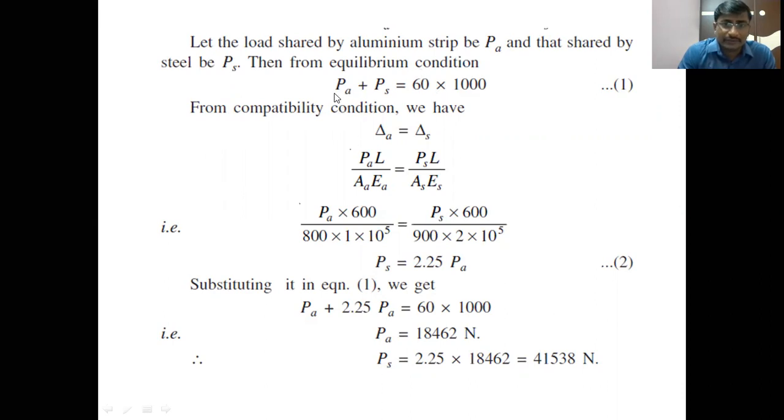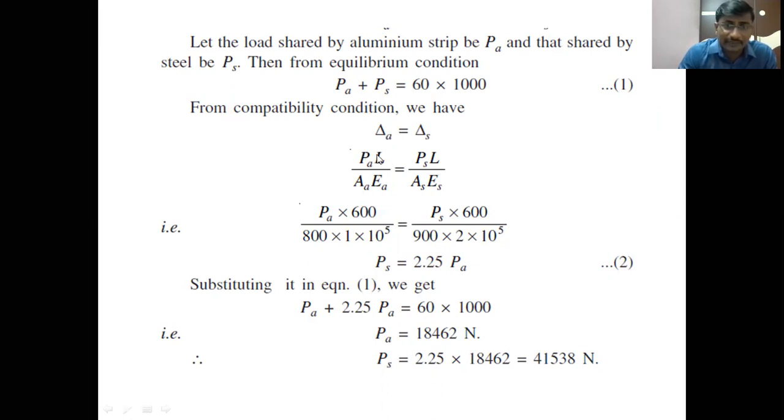The total load is equal to the summation of the load shared by each material. Here the suffix A represents aluminium and the suffix S represents steel. From the compatibility condition, delta A is equal to delta S. Delta means the deformation, that is, the elongation of aluminium must be equal to the elongation of steel to maintain that the composite member is in equilibrium. So this is the compatibility equation.